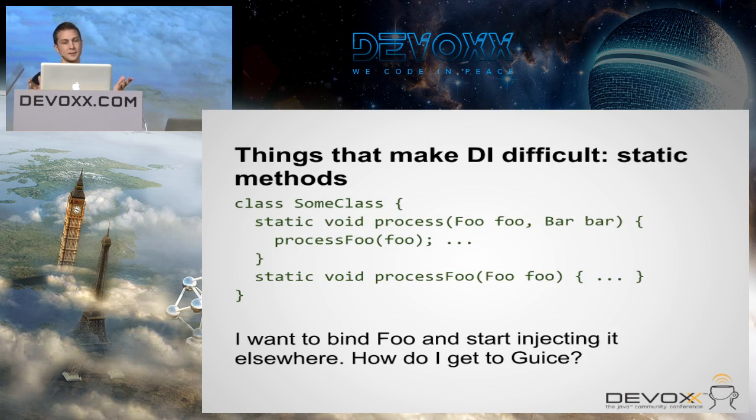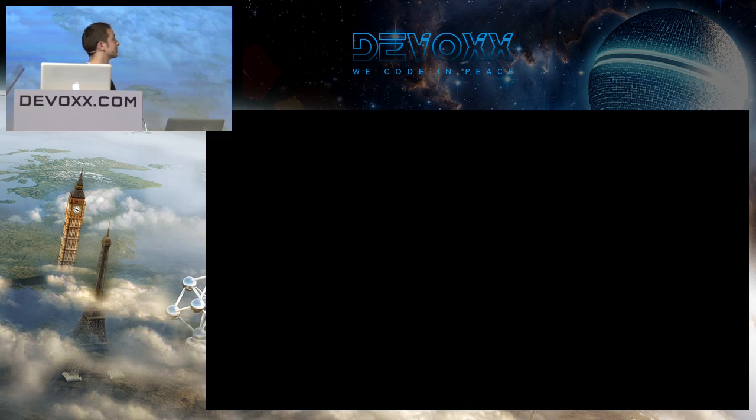The other big thing is that static methods make things challenging. Dependency injection is all about runtime flexibility, or flexibility in how you compose things, whereas static implies a fixed, compile-time binding. So this can make it really difficult to get dependency injection around your code.